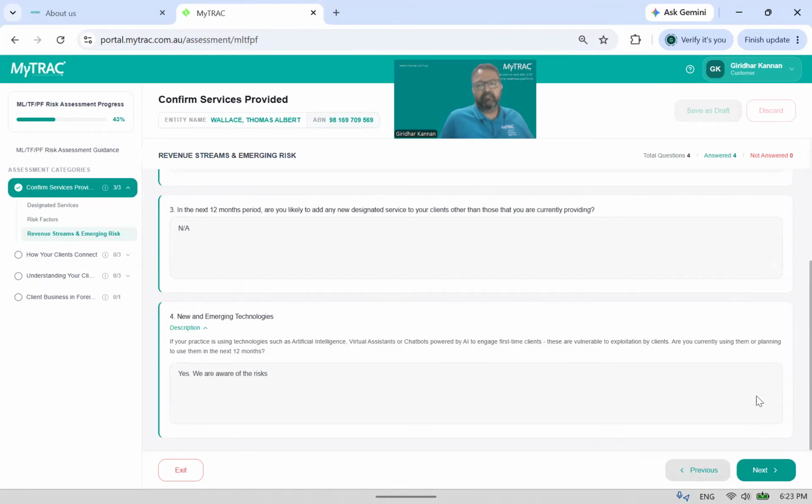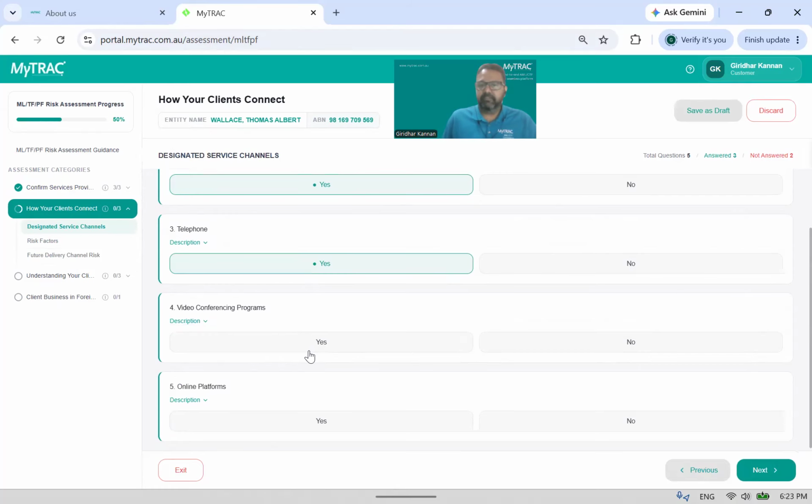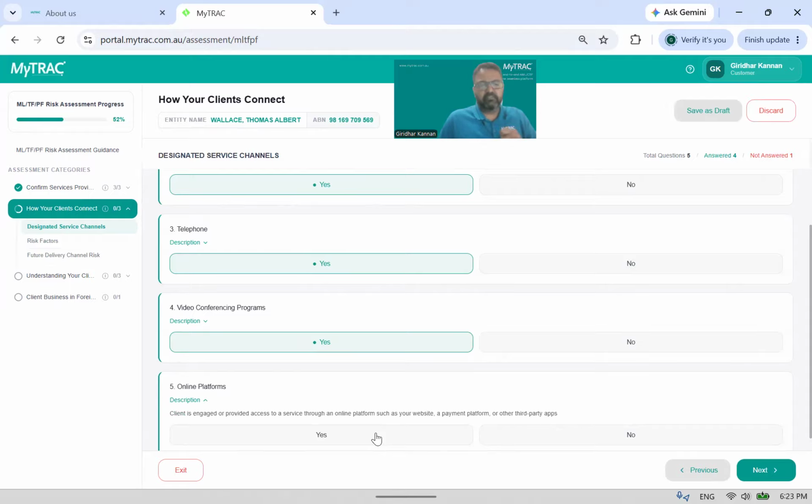Next, we move on to the designated channels. How do you provide service to your client? In person, email, telephone, WhatsApp, text messages, video conferencing programs such as Zoom, which we are on. Online platform is if you're using your website or any payment platform or any third-party apps. If you're doing so, then say yes. Now remember, throughout this whole process, if you are unsure, the answer is yes, be it for designated services or for anything else.